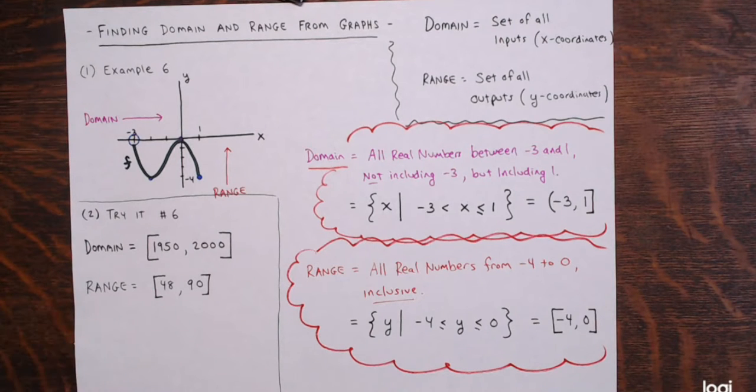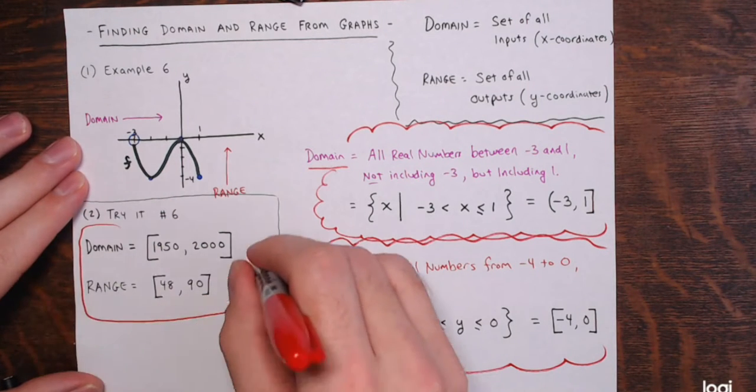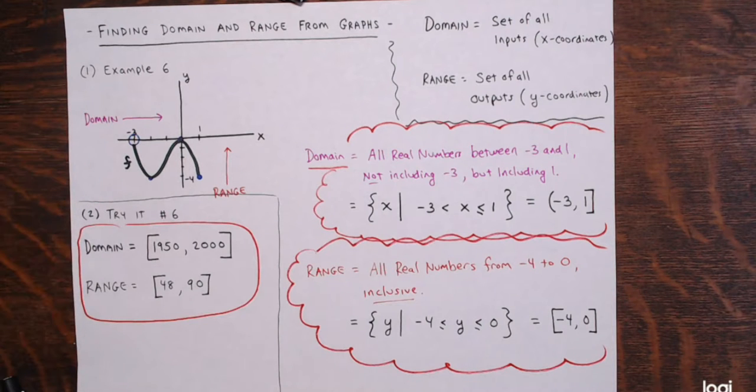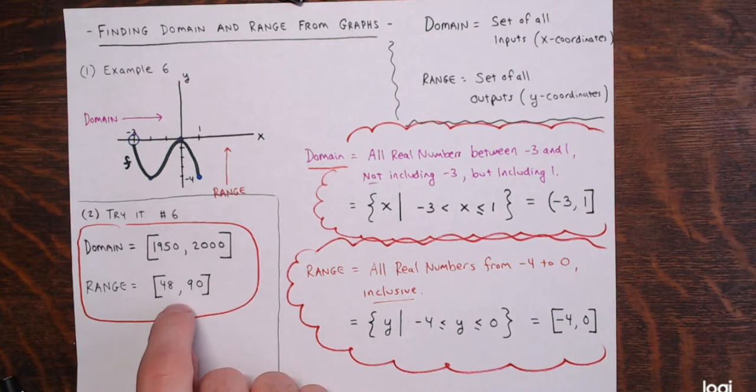Okay, and that's all. We were only asked to state the domain and the range in interval notation. So again, looking along the horizontal axis from left to right, and looking at the vertical axis from bottom to top, bottom up. Great.